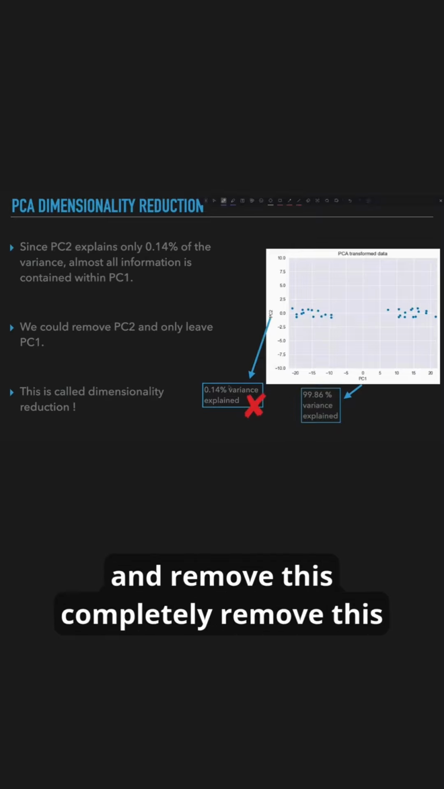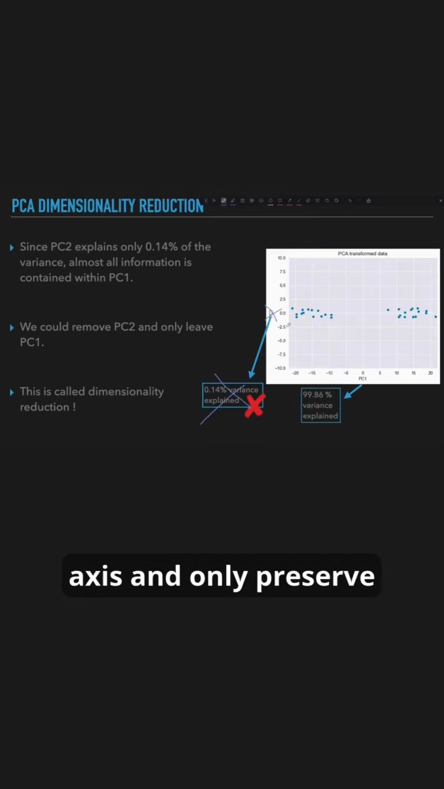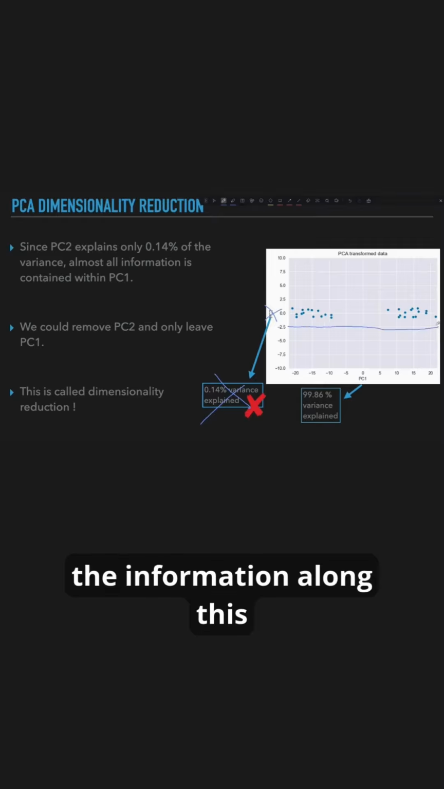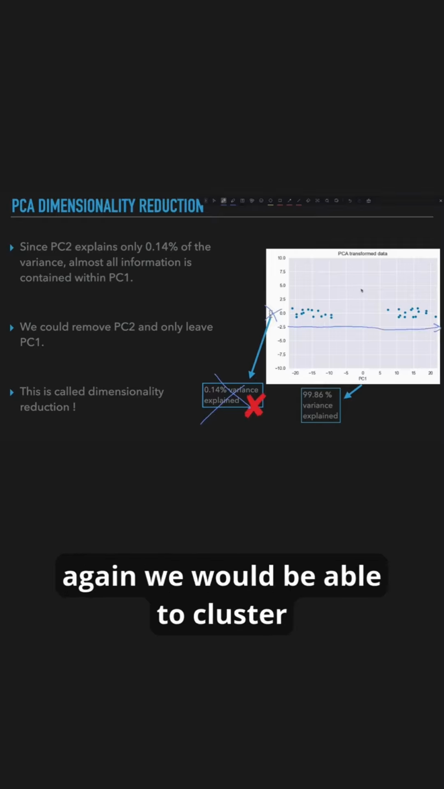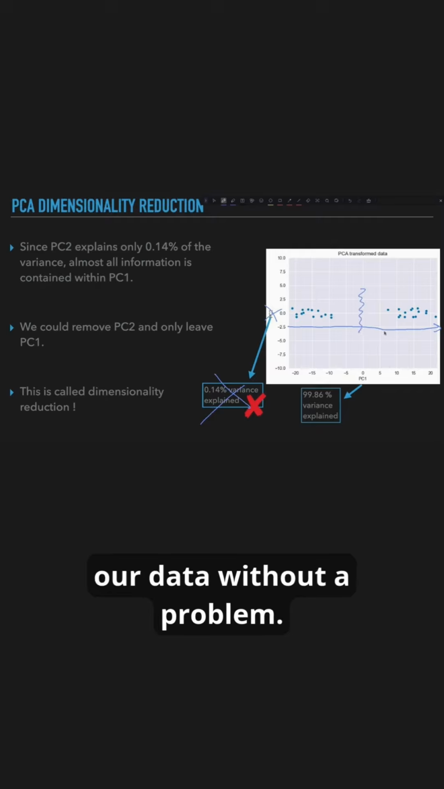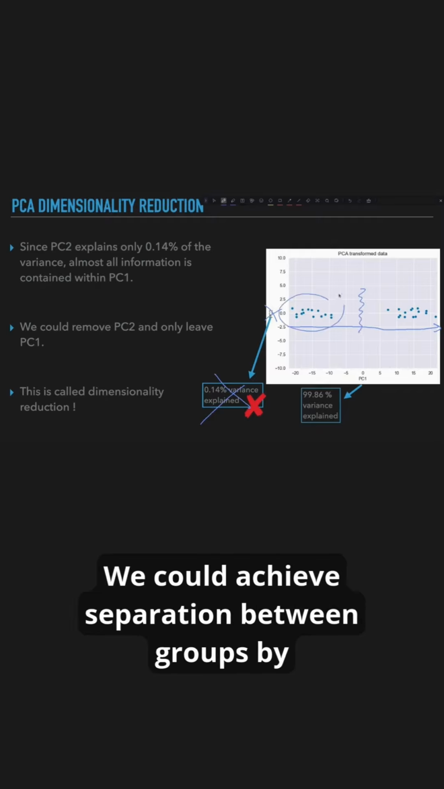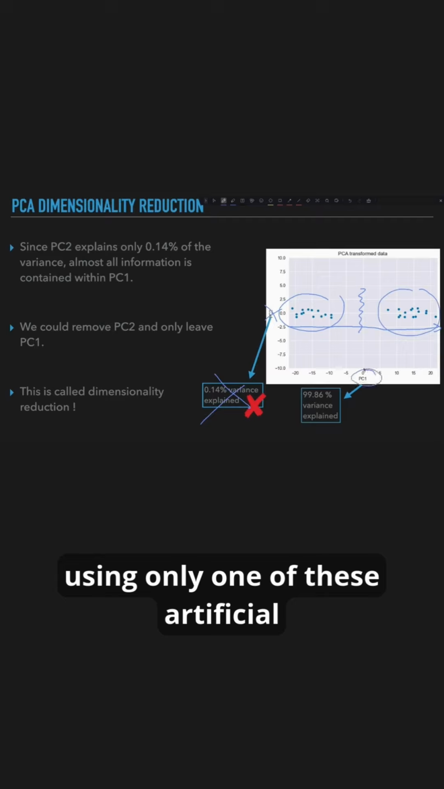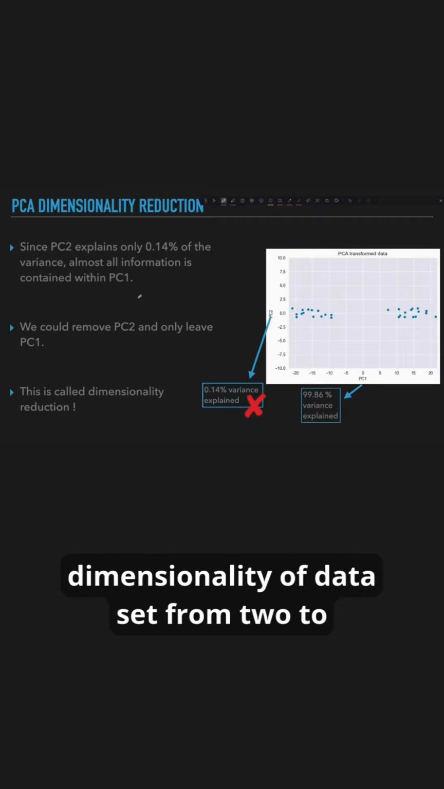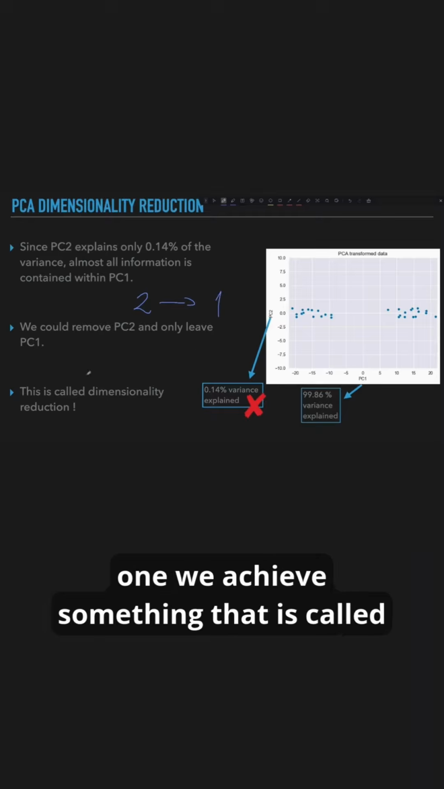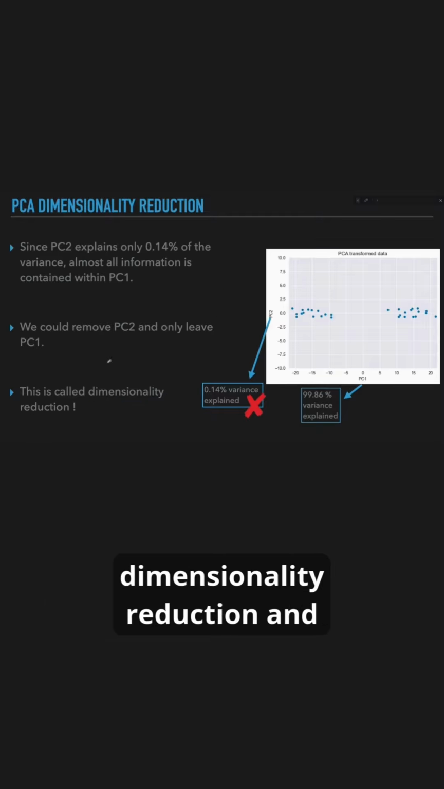We could go on and remove this completely, remove this axis, and only preserve the information along this principal component 1 axis. And again, we would be able to cluster our data without a problem. We could achieve separation between groups by using only one of these artificial features. And by reducing dimensionality of the dataset from 2 to 1, we achieve something that is called dimensionality reduction.